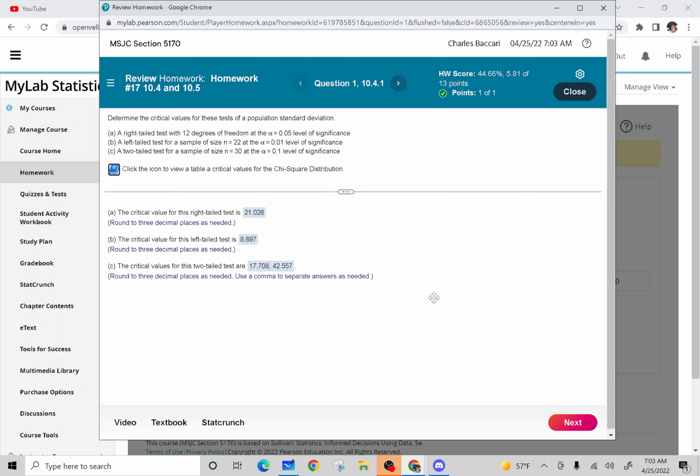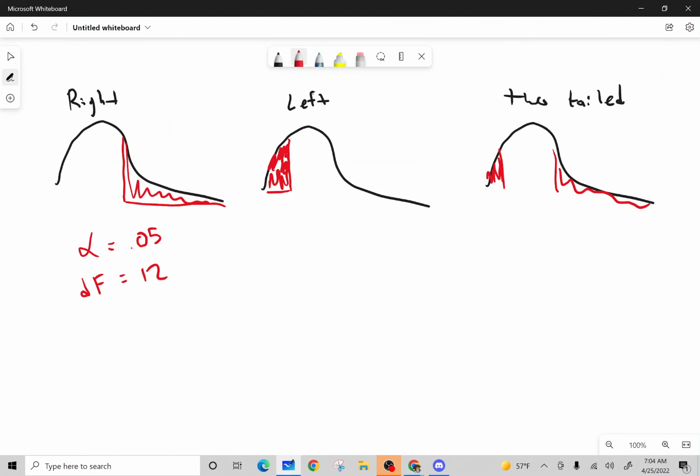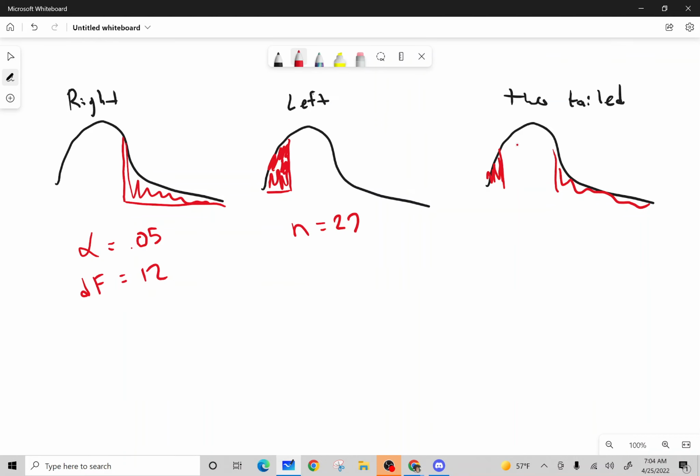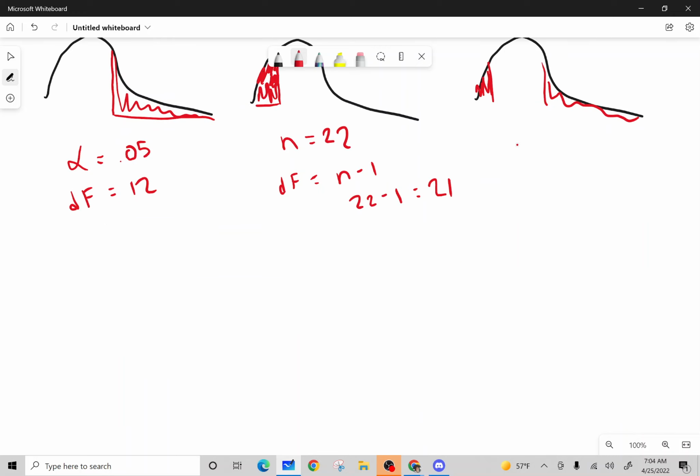The next one, we've got a left-tailed test. That changes this because all of the values on the table are right-tailed. And then they give you n instead of the degrees of freedom. Well, luckily, it is not difficult to find the degrees of freedom. If n is equal to 22, then the degrees of freedom is equal to n minus 1, which is 22 minus 1, which is equal to 21. So we've got the degrees of freedom, and then alpha is equal to 0.05.